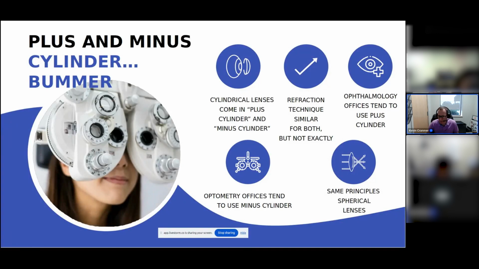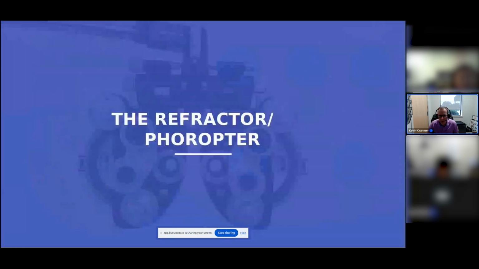The principle is the same. Basically, a minus cylinder lens is more of a diverging lens in the axis that you're pointing at, and a plus cylinder lens is more of a converging lens. But we'll get into that as we get into the actual mechanics again.